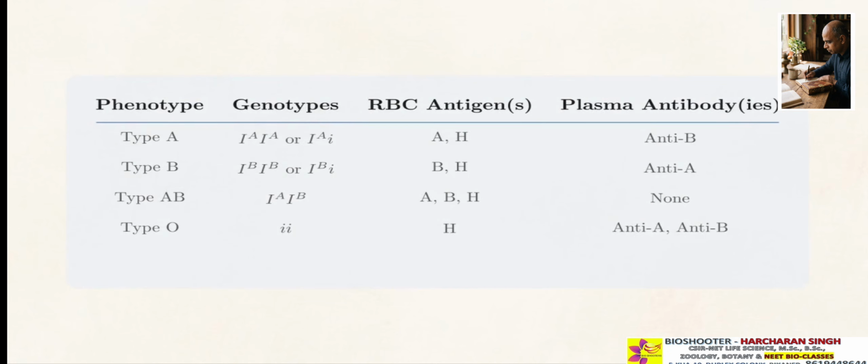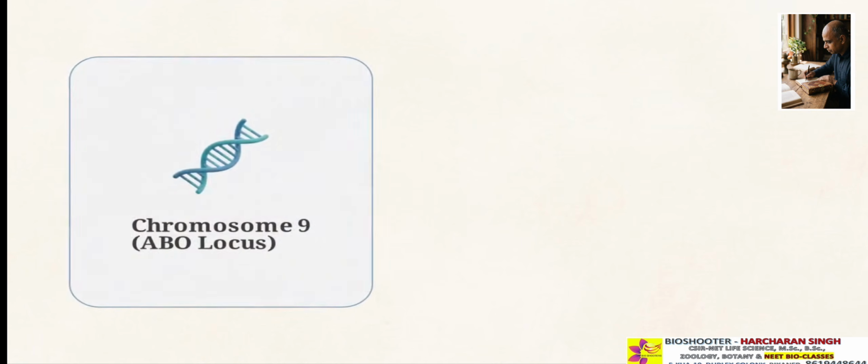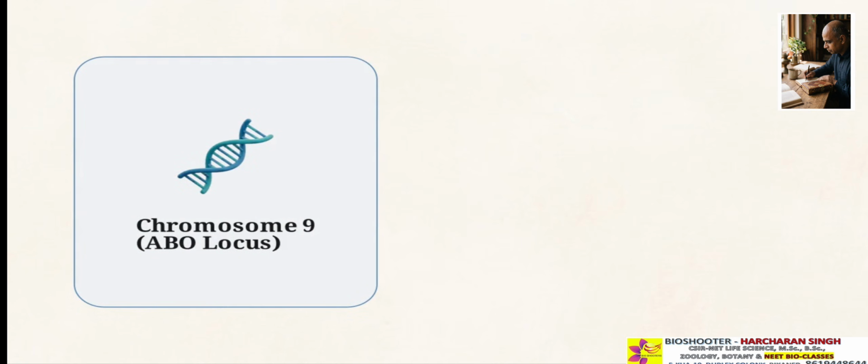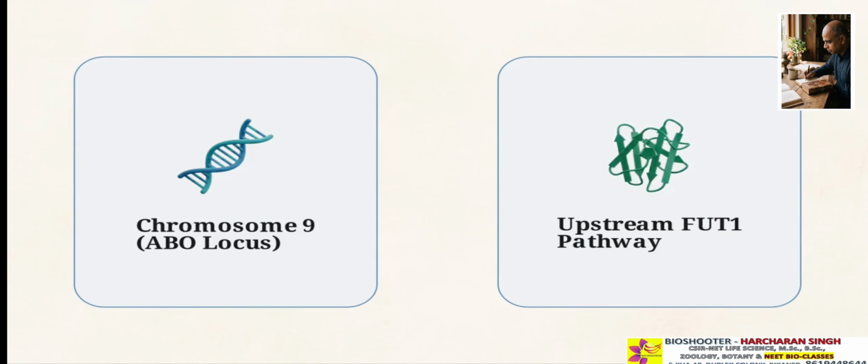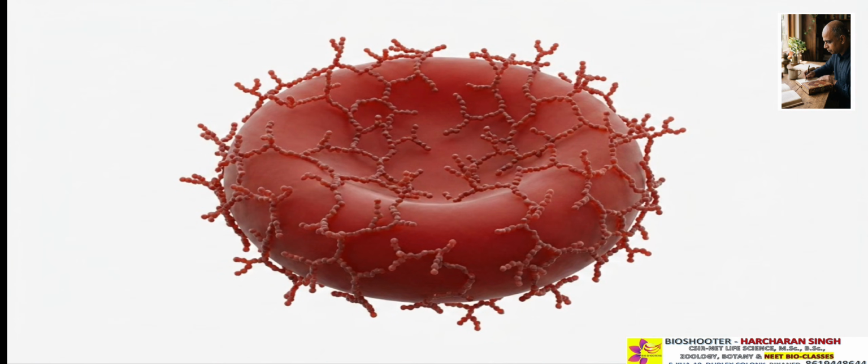We can now update the master diagram. The Bombay phenotype is appended at the bottom, representing a case where an upstream mutation overrides the expected ABO inheritance. The ABO blood group demonstrates how a single polymorphic locus, when paired with an upstream biosynthetic step, determines the precise immunological identity of every human cell.